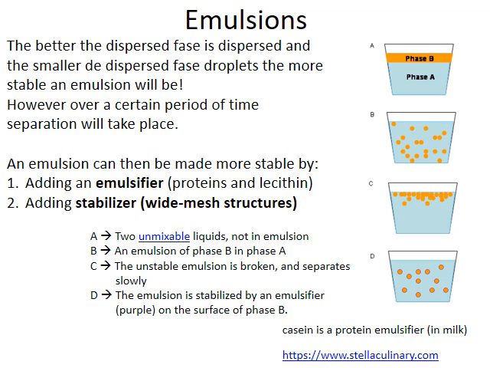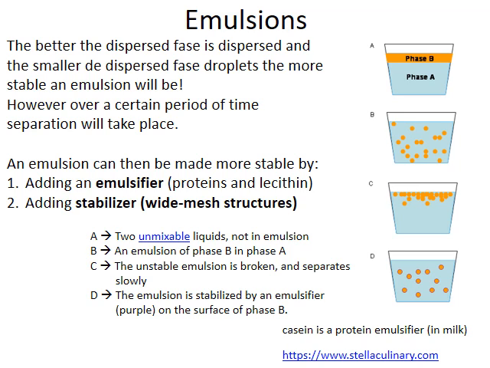How can we make an emulsion stable for a longer time? Well, there are two ways of doing this. First, you can add an emulsifier. Most of the time, these are proteins or lecithin or smaller fatty acids. And then you can add a stabilizer. I will come to that later.